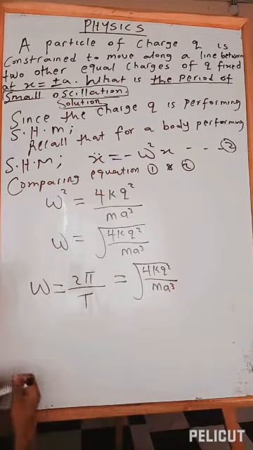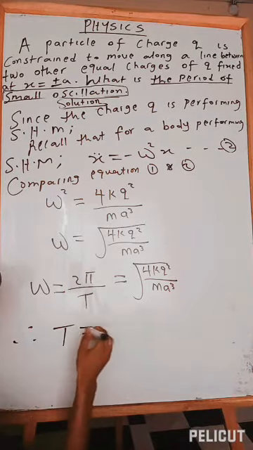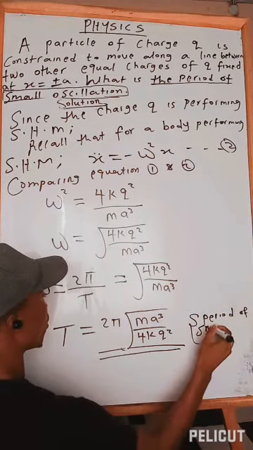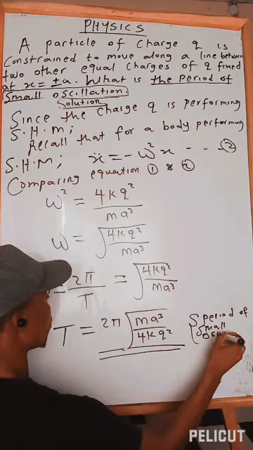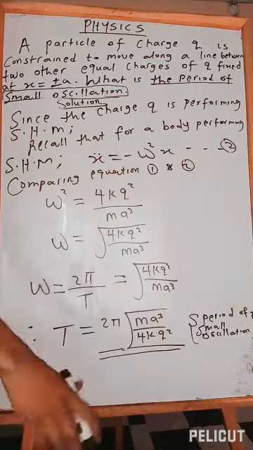If you make T the subject of the formula, the period T will be, just take the inverse of both sides, 2 pi times the square root of ma cubed divided by 4kq squared. So this is our period of small oscillation for the charge.